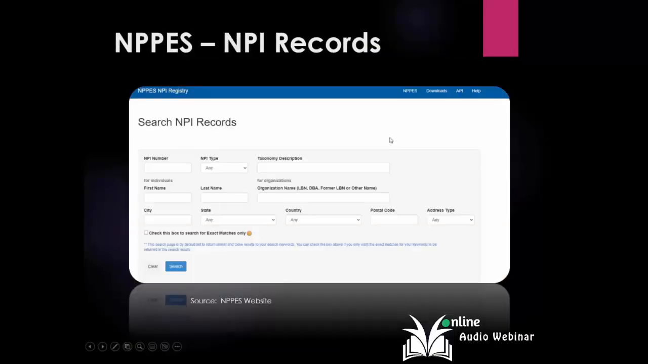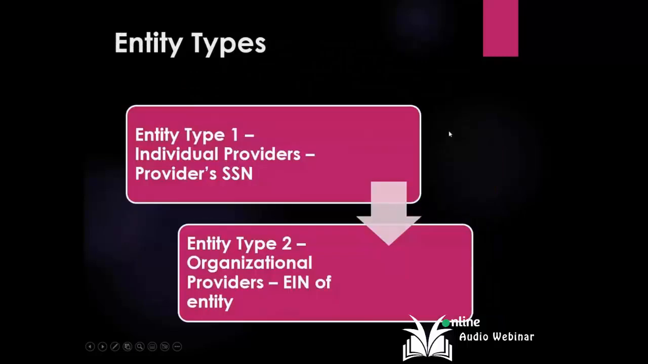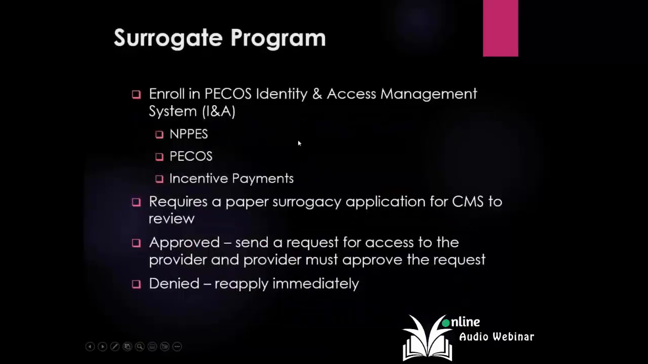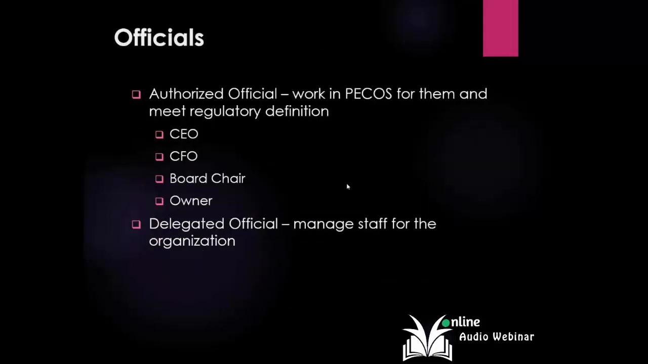So NPPES, this is the registry, and then this is what the PECOS portal looks like, revalidation date. In terms of the entity type for your NPI, this is something that I think a lot of folks struggle with. The surrogate program is something that I highly recommend if you're somebody that is responsible for credentialing, enrollment, that kind of thing. If you're a surrogate, there are a lot of advantages to having this kind of access because you can make changes in the PECOS portal. Two terms that you're going to need to be familiar with when you're looking at these 855 forms are the authorized official and the delegated official.